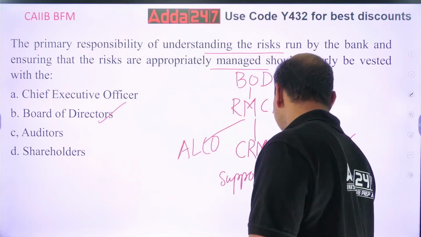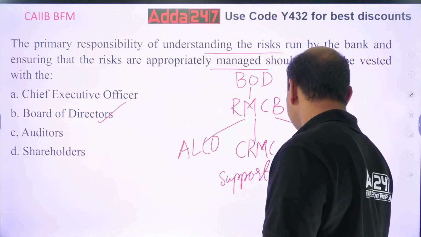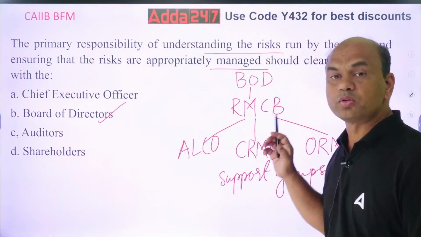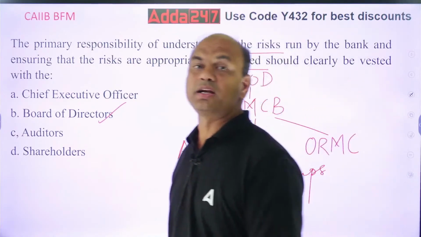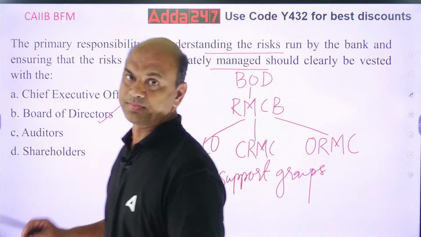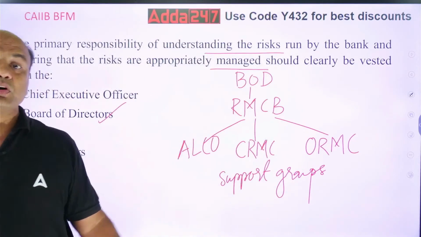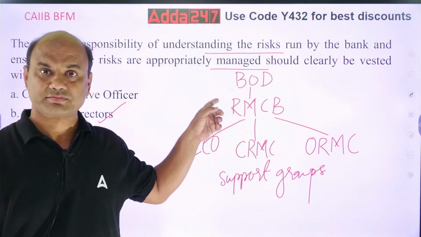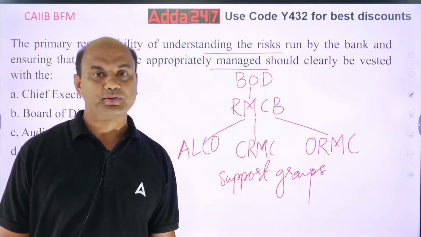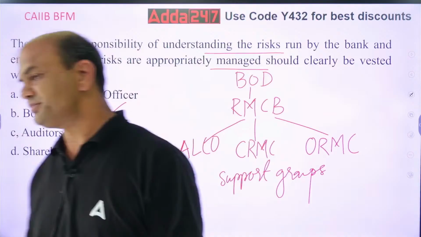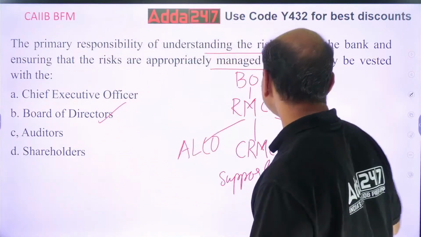So this is how the whole banking framework works in terms of risk management. This is how it works. So ultimately at the top, who's there? Board of directors. Okay, got it everyone? Move on. Next.